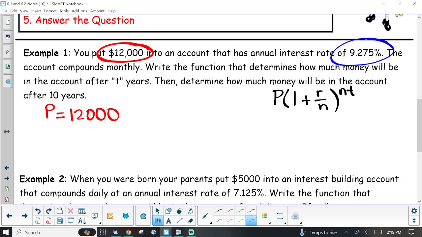So here, my interest rate, which is R, what do we have to do with it? Don't forget to divide by 100, or you can just slide the decimal over 2 spaces if you prefer that. Then we have to find N. The account compounds monthly. So that means it's going to be compounding interest 12 times a year, once a month, there's 12 months in a year, so my N is going to be 12.